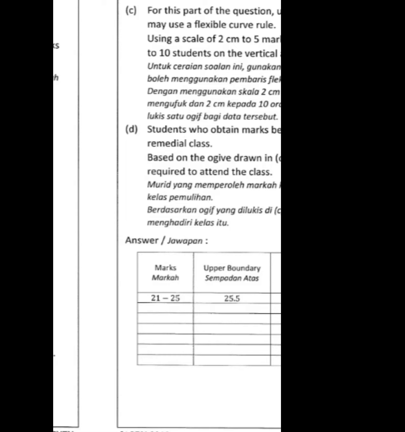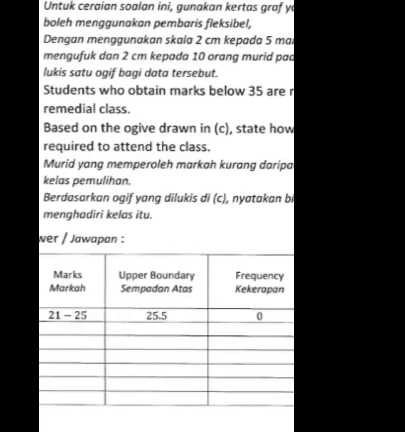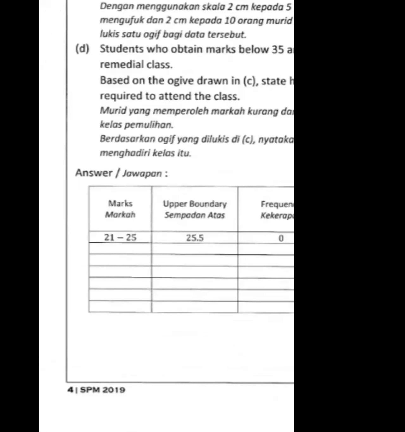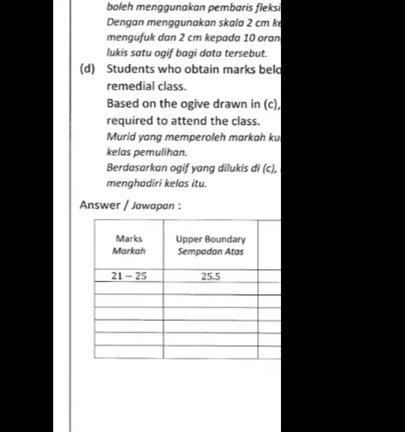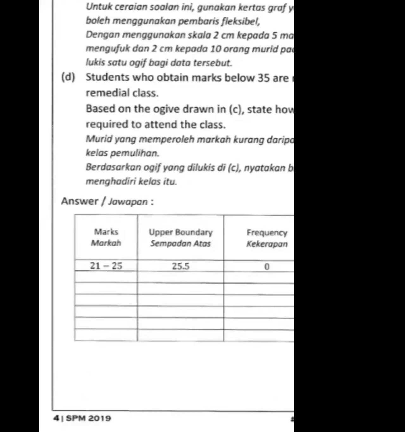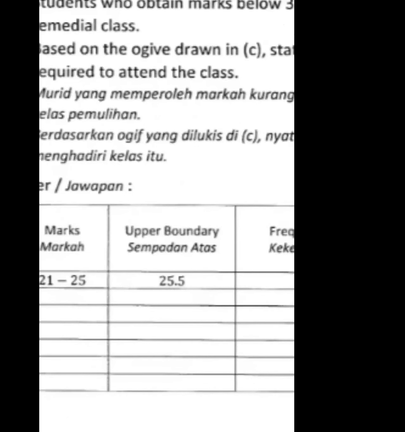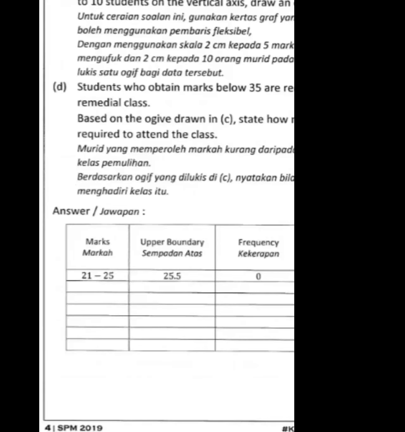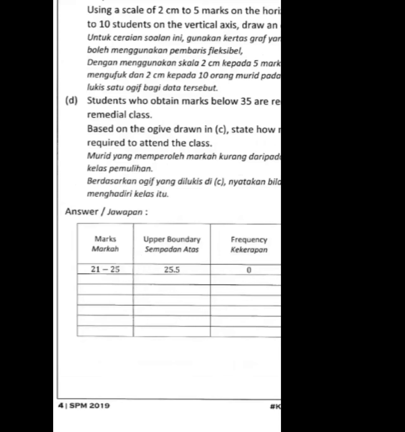Okay, for the upper boundary, you just need to add 0.5 to the upper limit. The upper limit is 25. Don't choose 21 like what I said just now. Just choose the biggest of the class interval, 25. So 25.5 is for the first column, and then for the second column it is 26 to 30, and for the 31 it is just plus 0.5. Then you can write 30.5 like that. And for the upper boundary, you guys know how to find, right?